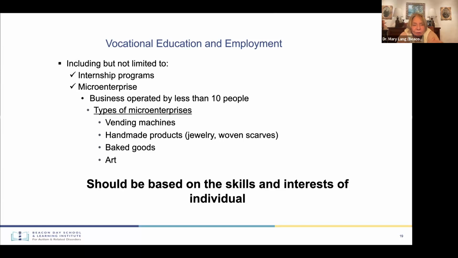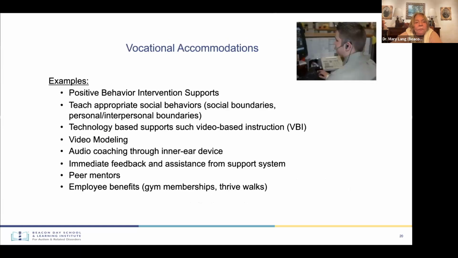Microenterprise is very interesting. This is defined as a business operated by less than 10 people. There's a whole variety of microenterprises: vending machines, handmade products such as jewelry, woven scarves, baking and cooking, art. And all these, again, should be based on your skills and interests, not on something that is assigned to you or is expected of you necessarily.